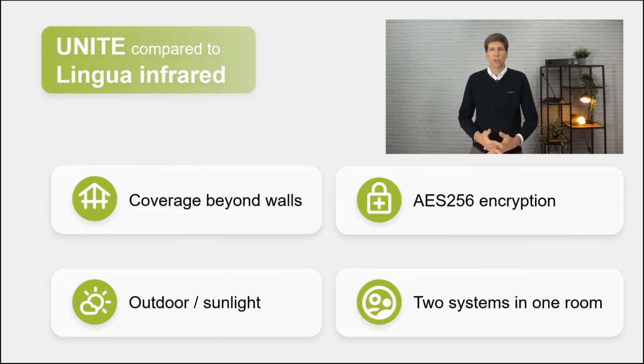Unite is also easy to set up. You have just one access point. You can use the power over Ethernet and just use it there. Also, if you use it outside or in sunlight, then the Unite is better because it's better suited for outside use.